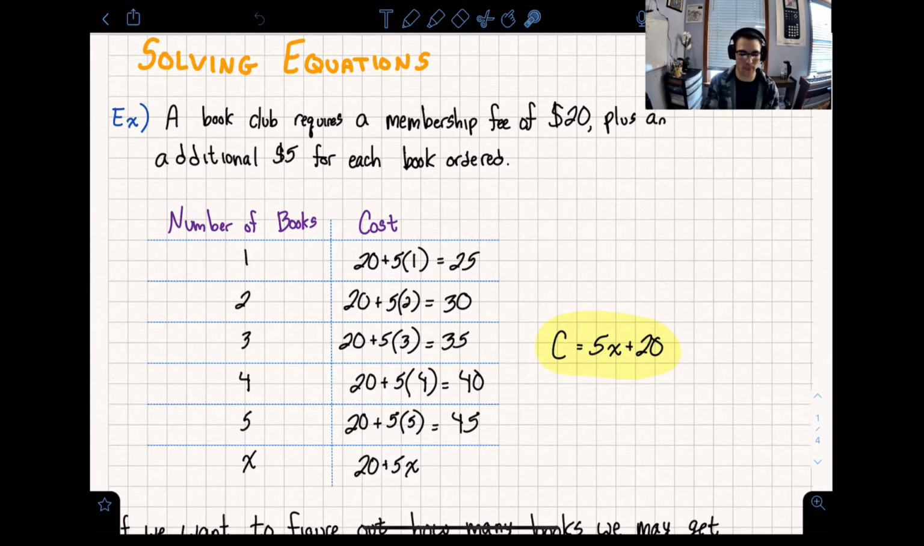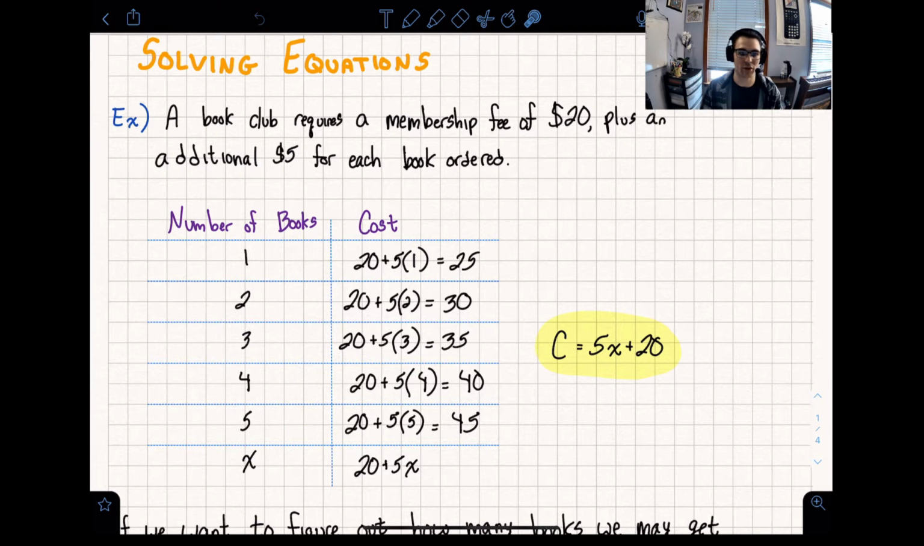So, solving equations. I start off with a basic example so we can build up to how we could do this algebraically, but we're going to look at it without any algebra skills for now. So we have this problem. A book club requires a membership fee of $20 plus an additional $5 for each book ordered. Okay, so we can model this.